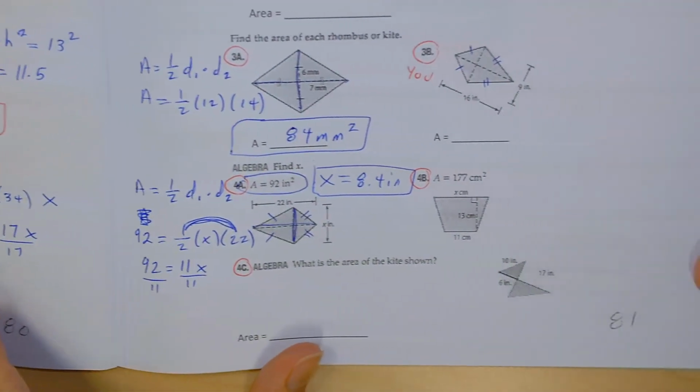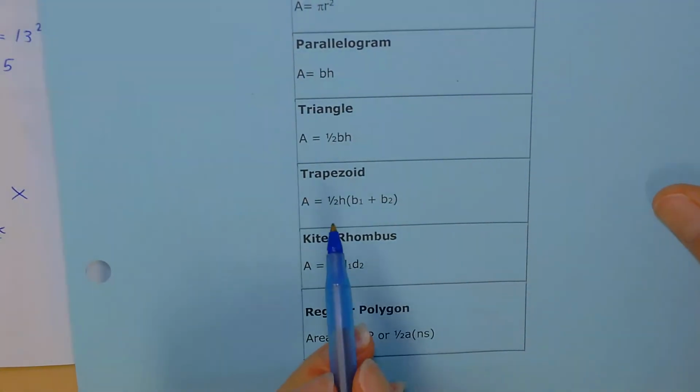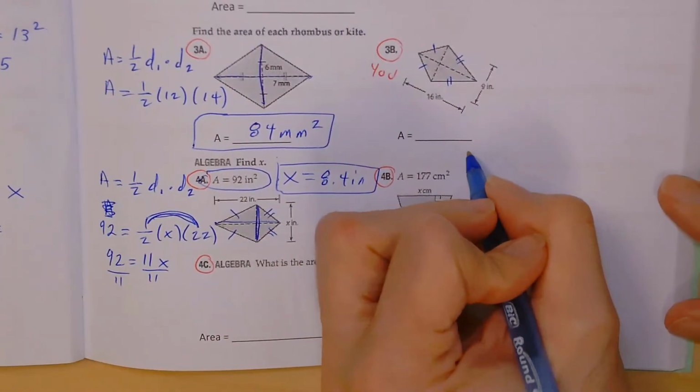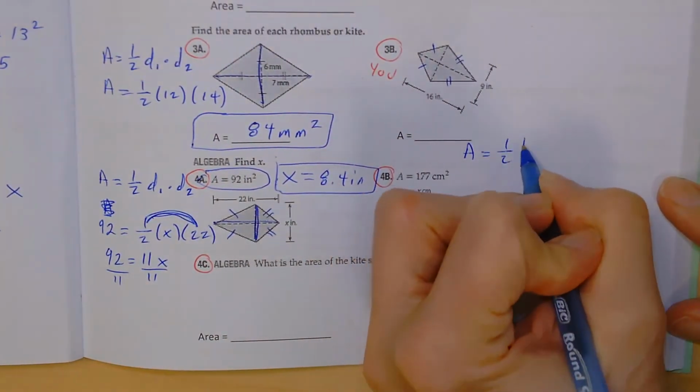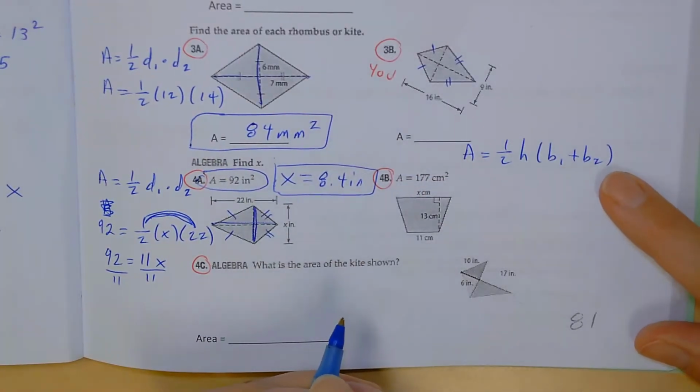Okay, this is the first one we've had with the trapezoid, so let me pull out the trapezoid formula. The trapezoid formula is 1/2 times height times the sum of the bases. So I'm going to write that up here: 1/2 times height times (base 1 plus base 2). And remember, the bases are the parallel sides.